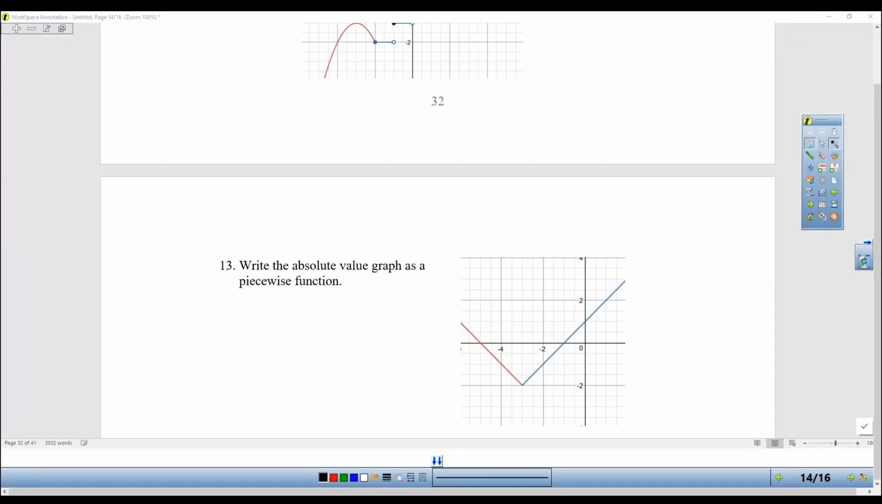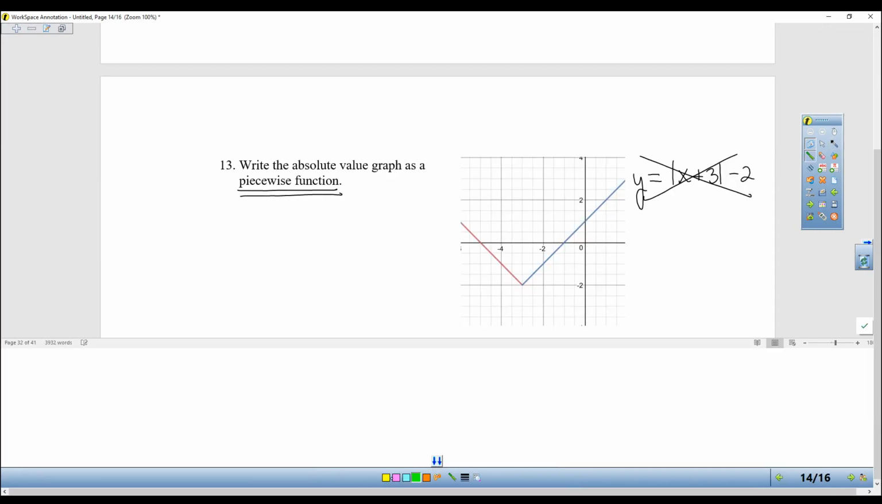So I mentioned before that sometimes, while this is an absolute value graph, and it would be so great to write it like that, it's a positive absolute value graph. It has been moved 3 to the left and then down 2. I want you to write it as a piecewise function. So if we were in calculus and you had to do some calculus now, this would not be useful to you. Okay, so if you put that on a test and these are the directions, I'm going to mark it wrong. Let's break it up into a blue section and a red section.